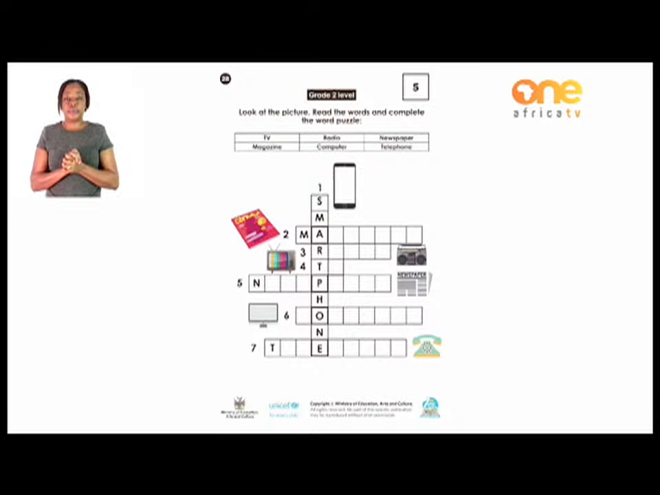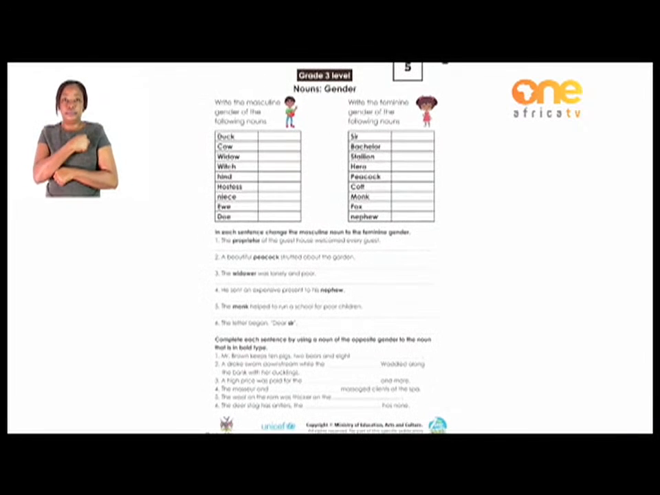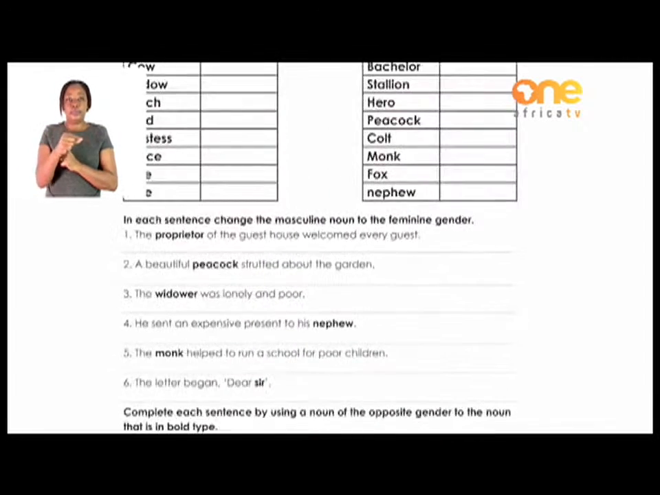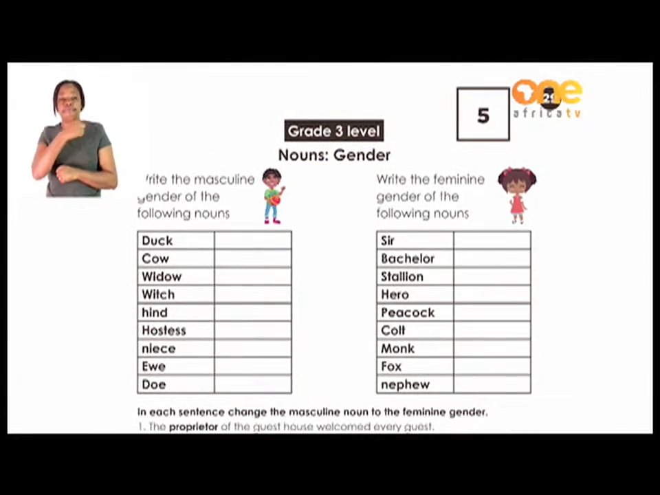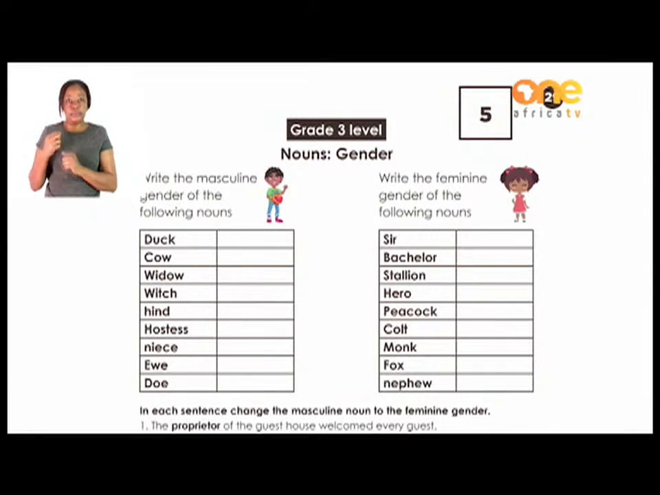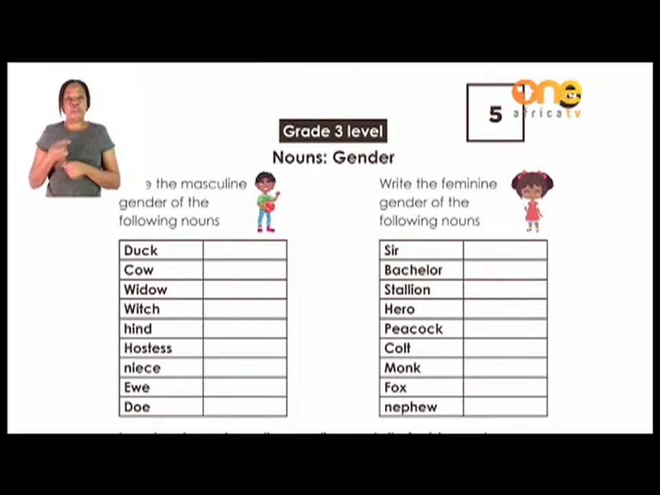Now I'm going to take the grade 3s over to page 29. Okay, so on page 29, we are going to look at gender. What is gender? Gender is the state of being male or female, whether you are a girl or you are a boy. That is what we call gender.